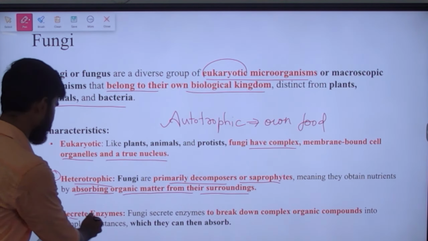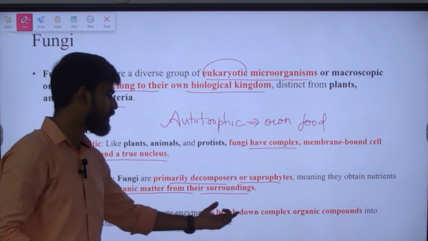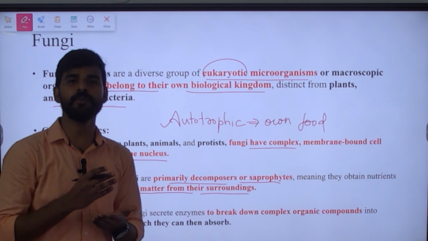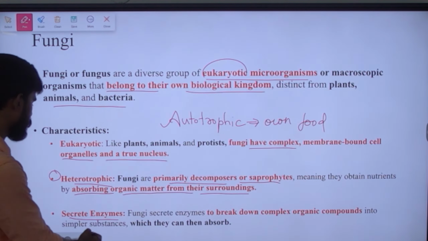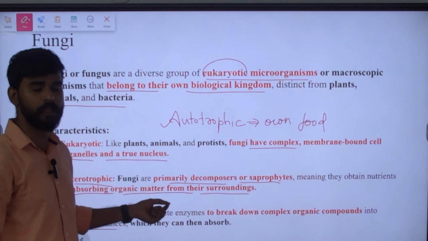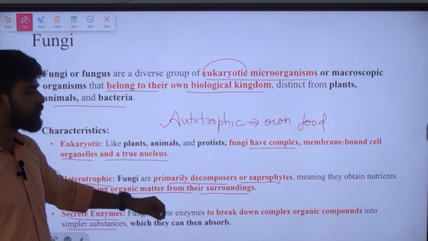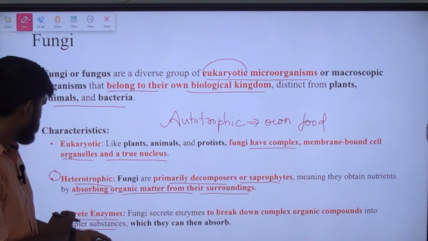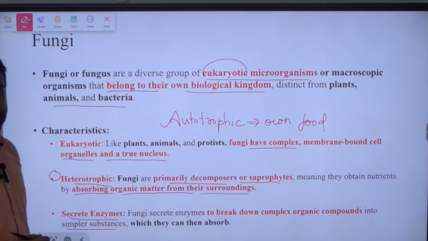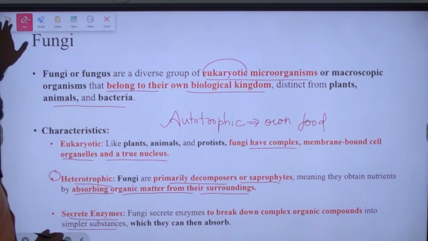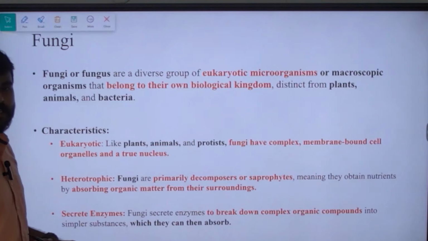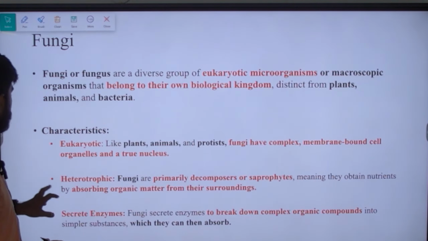Next is they secrete enzyme. So you have this organic matter, but then there are chances that the organic matters are complex in nature. So it has to be broken down into simpler, smaller components. Okay, so to convert it into simpler substances, they secrete enzymes, and these enzymes will break down the complex organic compounds, and these simpler substances are easily absorbed by these fungi. So that is the role of enzymes here. Okay, so these are the characteristics of fungi. So they are eukaryotic, they are heterotrophic, and then they secrete enzymes for absorption of nutrients.